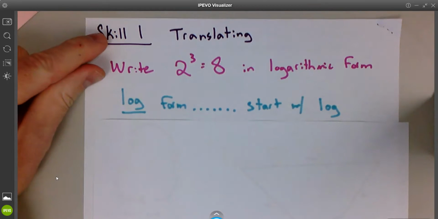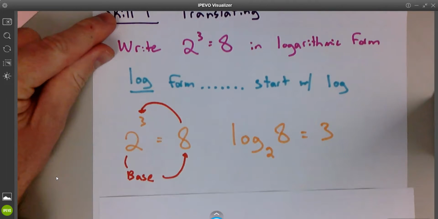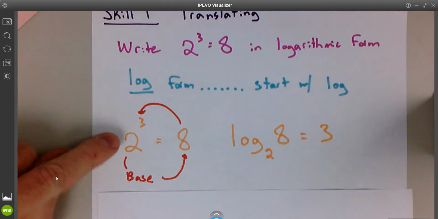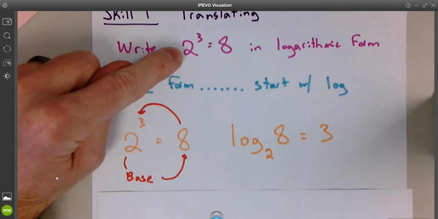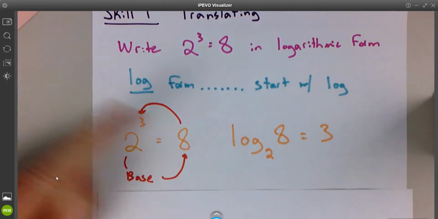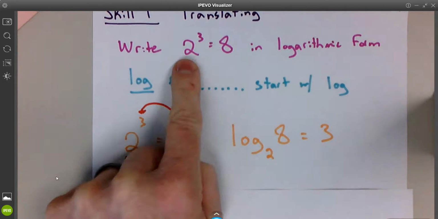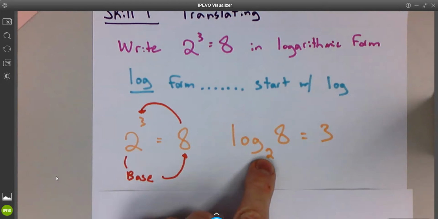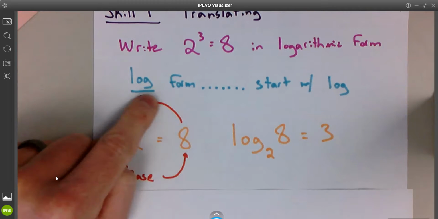Next, we're going to do what I call around the world. To do around the world, we need to know what the base is. In this exponential, 2 to the third equals 8, we call 2 the base. It's the exact same base when we write it as a logarithm. So the first thing I'm going to write is log. All logs need to have a base. Whatever the base is in the exponential, it's the base in the logarithm. And then we go around the world. So log base 2 of 8 is 3.